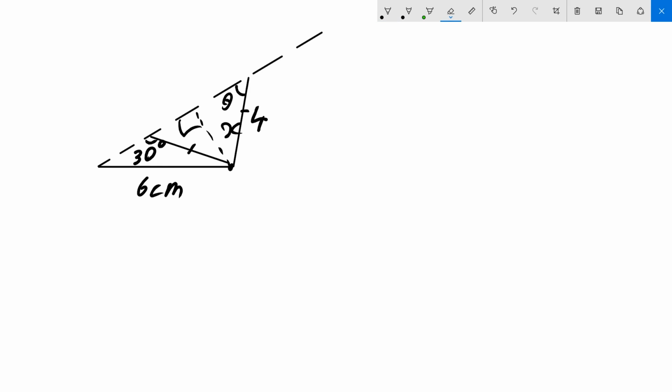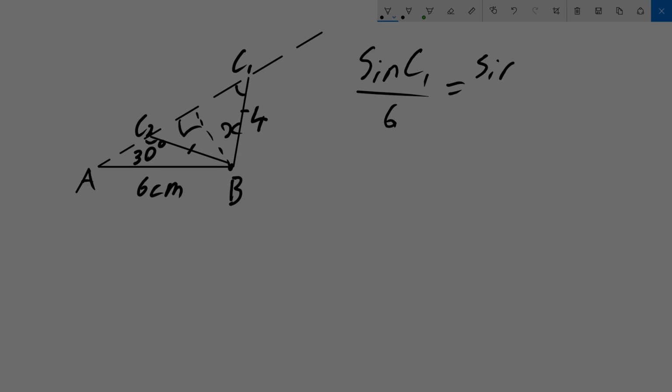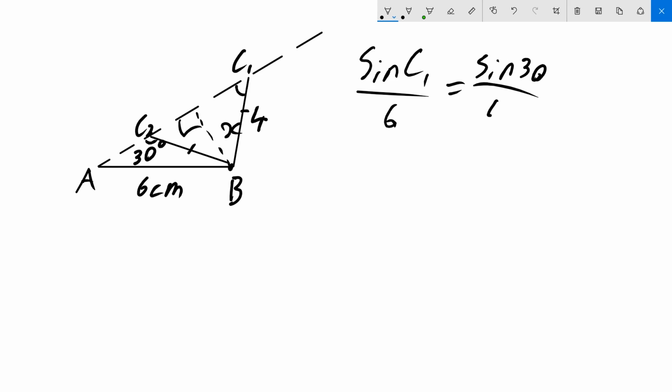Now let's start by doing some labeling. I'm going to label this A, this is going to be point B, and I'm going to label this C1 and C2. So I want to find what C2 is equal to, but I don't know what C2 actually is. So let's use the sine rule. Sine of C1 divided by 6 equals sine 30 over 4. Even if we put C2 here and try and work out C2 in our equation, it will still give us C1. Let's work out what C1 is.